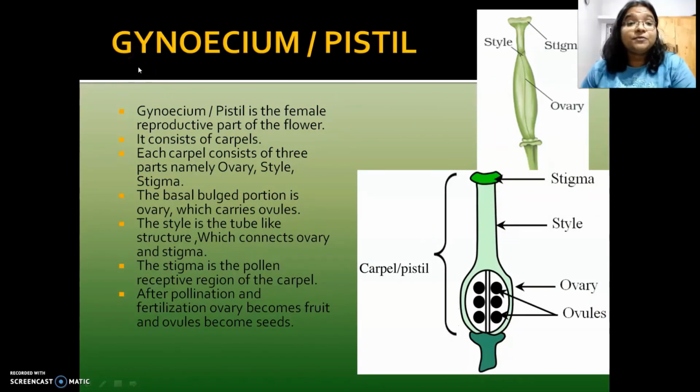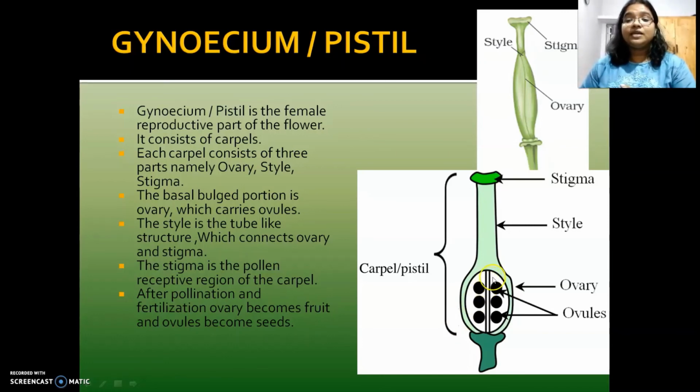The female reproductive part of the flower is called gynoecium. Gynoecium is also called pistil. The pistil consists of carpels, and the number of carpels may vary from flower to flower. Each carpel has three parts: a basal, bulged ovary with ovules inside, then a style, and the receptive stigma. So these three parts together form the carpel, and that is a part of the female reproductive organ, which is placed at the center of the flower.